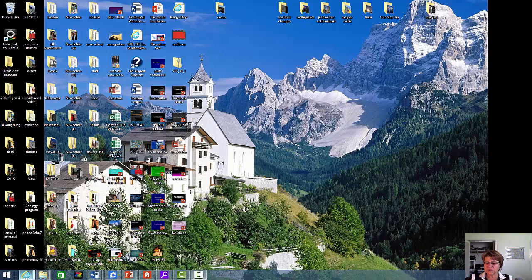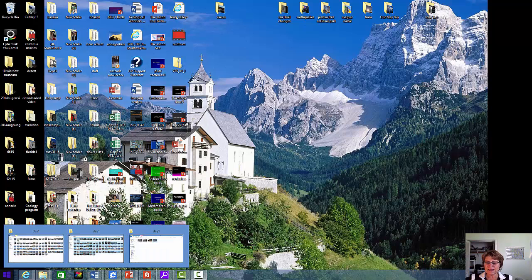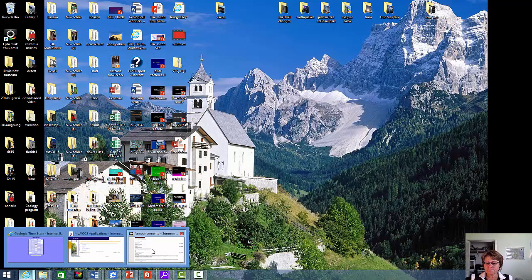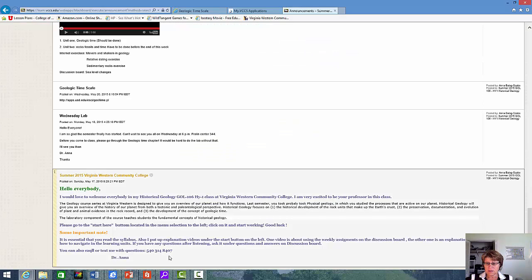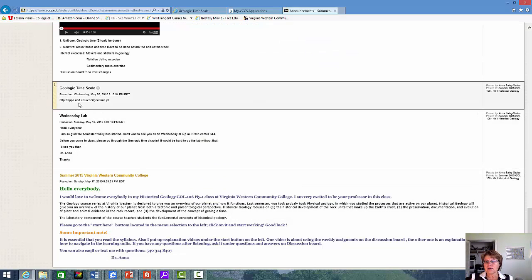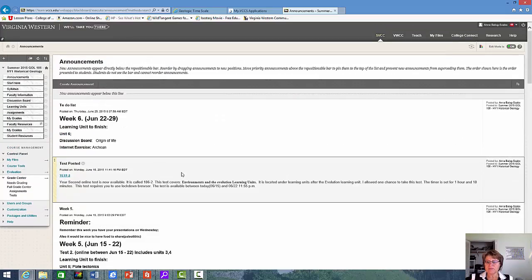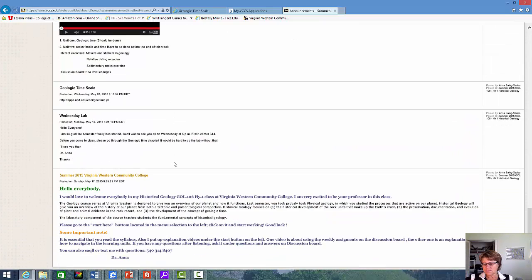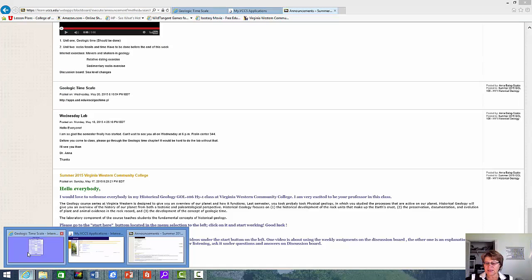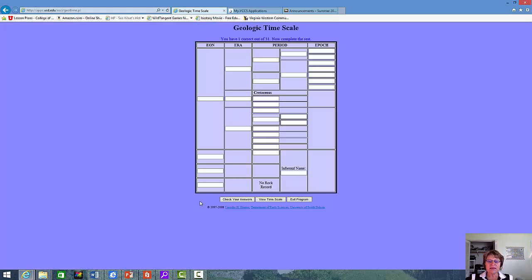First I'm going to show you exactly where the time scale is. Remember, the time scale is 10% of your midterm, so you have to know it. The location is right here, under announcement. By the way, I put this up here so you have it there. You have to go all the way down. It's right here, Geologic time scale. You copy this link and bring it up on the internet like I did. It brings this up right here, and this is what I am going to attach to the midterm, so it's right there, and you just fill it out.